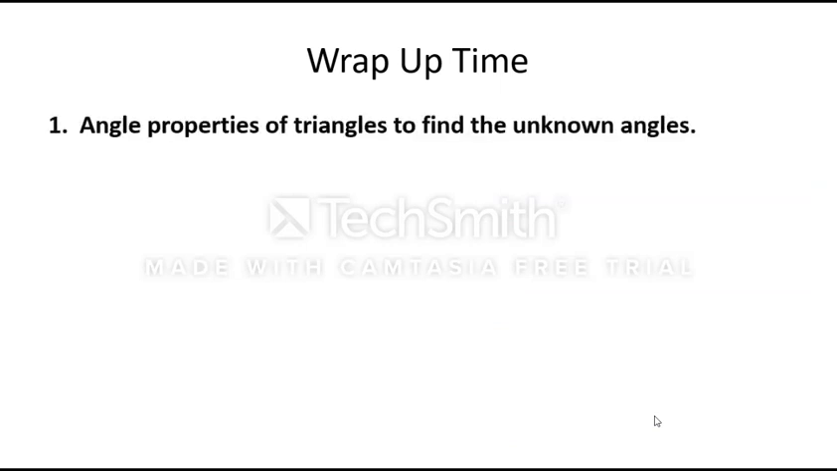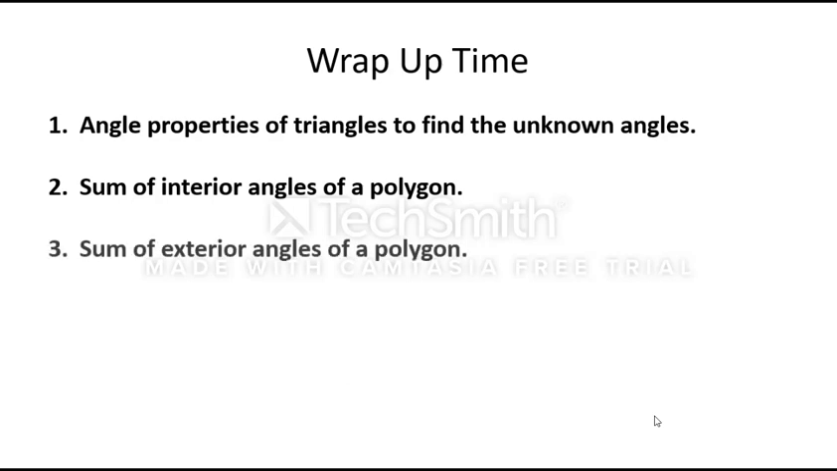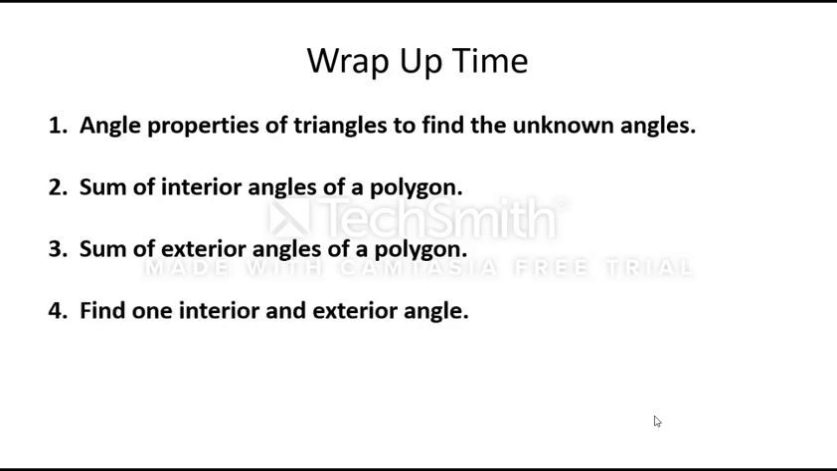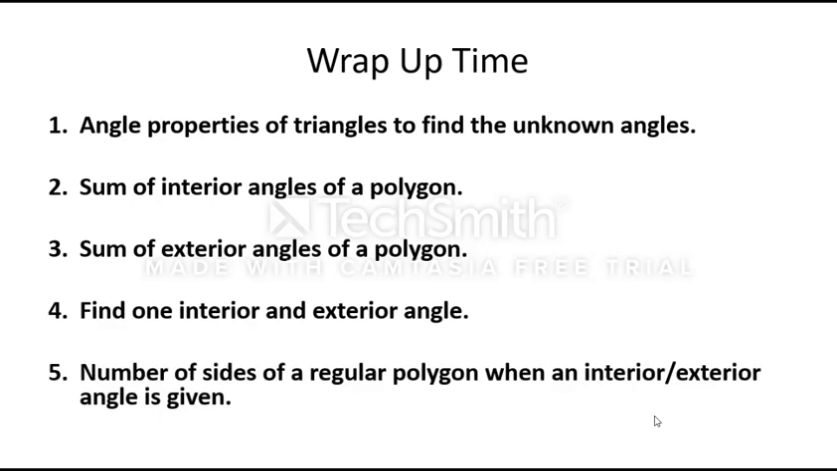Now let's wrap up what we have learned today. Today we revised the angle properties of a triangle to find the unknown angles. Then we recapped how to find the sum of interior angles of a polygon. And we also recapped the sum of exterior angles of a polygon, which is always equal to 360 degrees. We also calculated one interior and exterior angle. And the new thing that we have learned today is how to calculate the number of sides of a regular polygon when an interior or exterior angle is given.